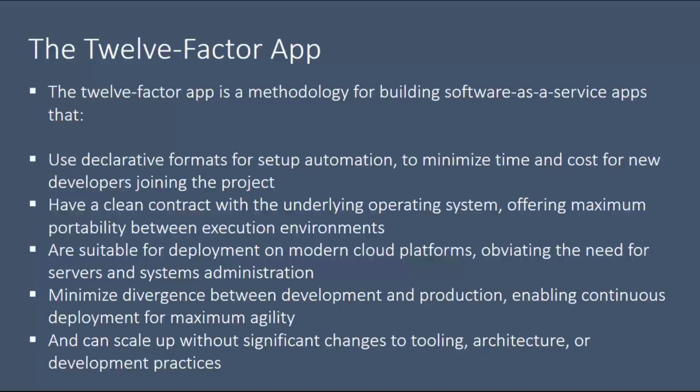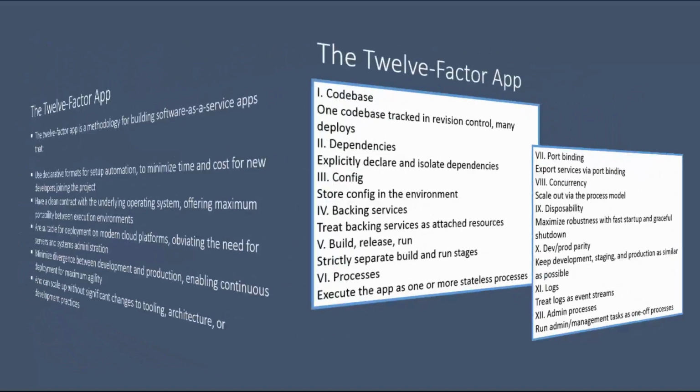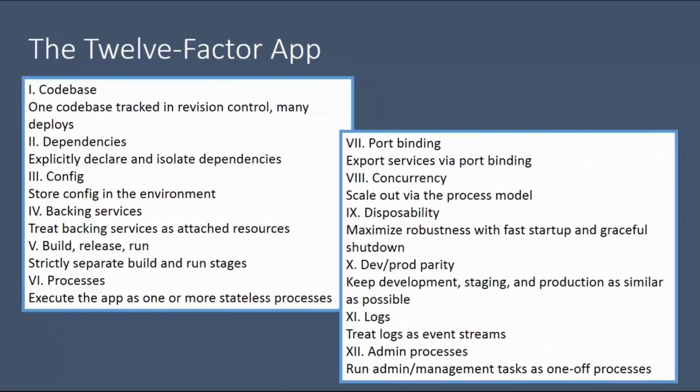Minimize divergence between development and production environments, enabling continuous deployment for maximum agility. And you can also scale up without significant changes to tooling, architecture, or development practices. Now, these are, again, a methodology for building software apps that we must follow in an ideal environment, right? So they also list out the actual 12 factors.